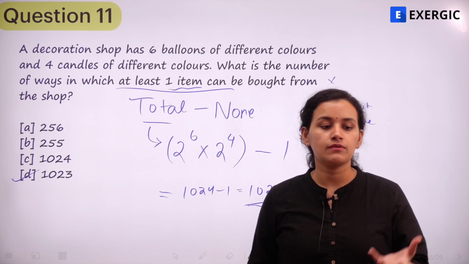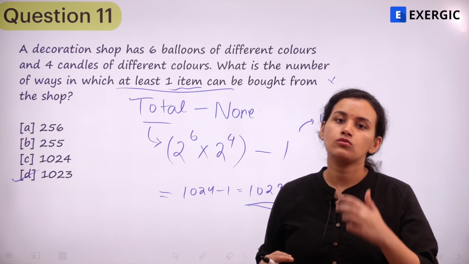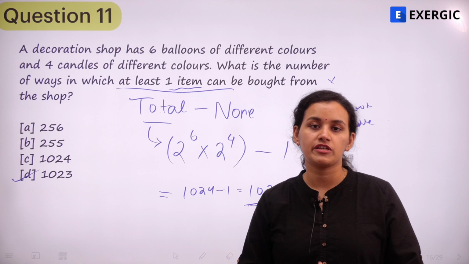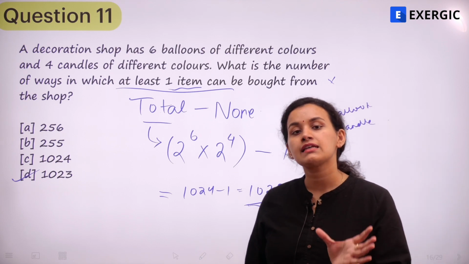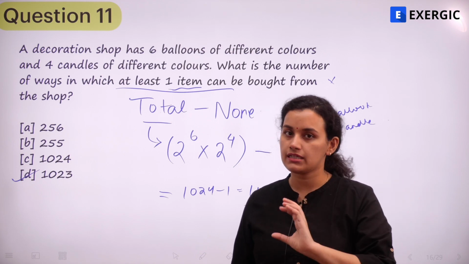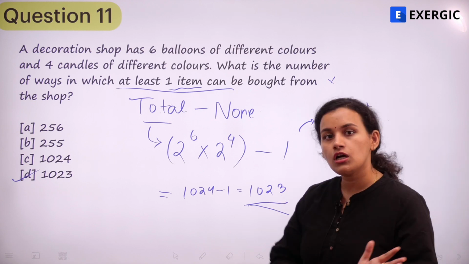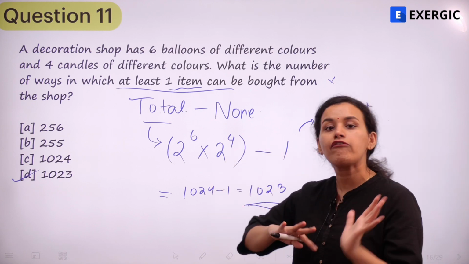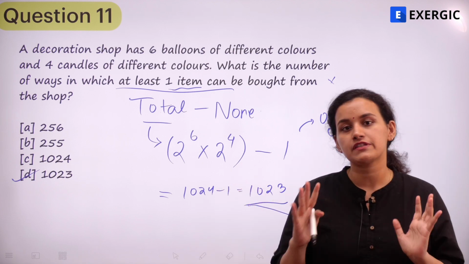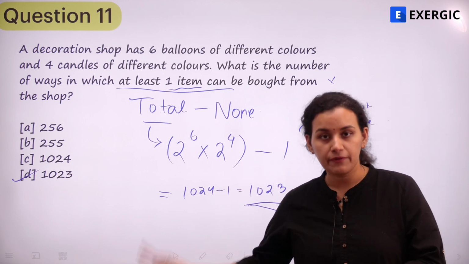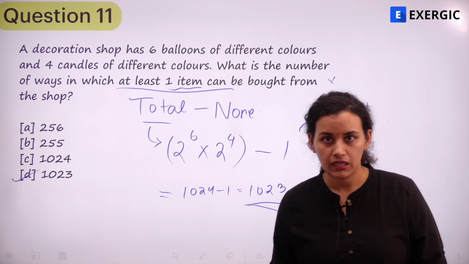So it is quite possible, say I take 2 balloons and I take 1 candle, right? Or I take 3 balloons and I take 2 candles. These type of situations are also possible. So I cannot simply multiply the number of ways in which I take at least 1 balloon and at least 1 candle. That won't work here. So instead, use the commonsensical approach that if I have to find at least one item, then what I can do is I can find a total number of selections possible and then I can subtract the case where no selection is being made. Clear?